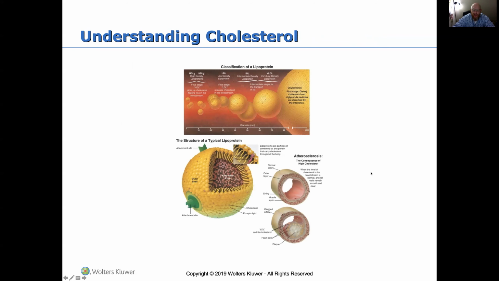This is just a diagram showing types of lipoproteins. Again, I won't make you do anything with these pictures, but they're interesting. Especially, I want you to look at this atherosclerosis, which shows you the consequence of high cholesterol. When cholesterol's normal, the walls stay smooth and clear. When the level of cholesterol becomes elevated, you start to have LDL form plaque in the arteries, and you see how it would block blood flow coming through right here.